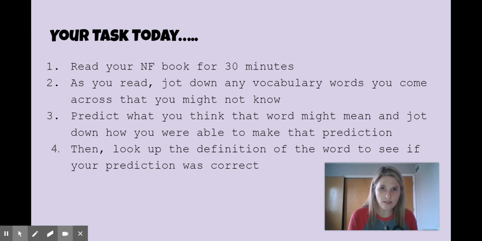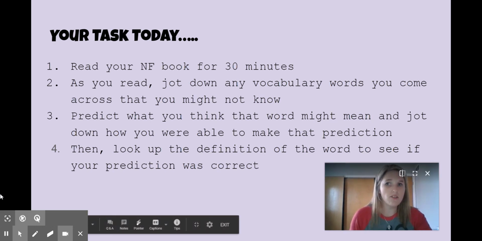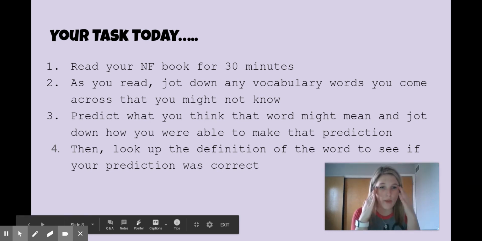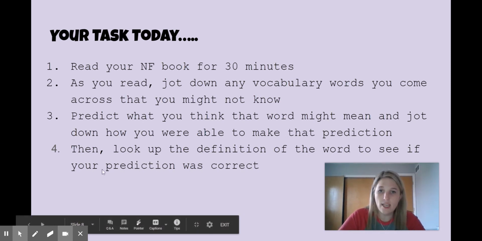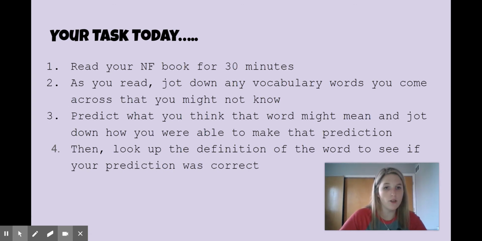Using the context, so what's around it, predict what you think that word means. Based on what's written around the word, based on what you picture in your head, is it positive, negative, what's happening? Think about what you think that word means. Then once you've done that, you're going to actually look up the definition to see if your prediction was correct. So you're starting to use those strategies a little bit. With just one word today, hopefully you come across one. I'm sure you will come across at least one. But that is your work for today.